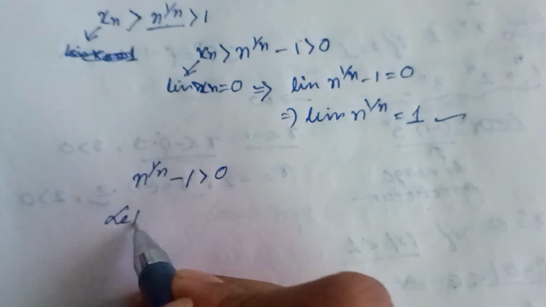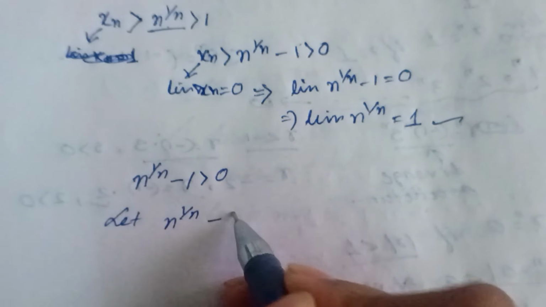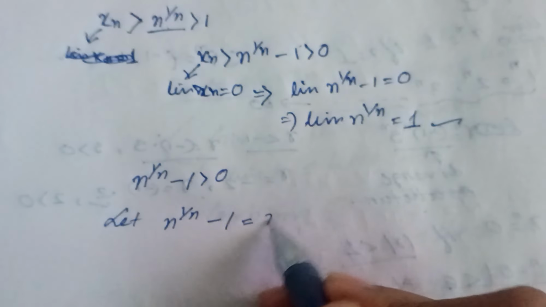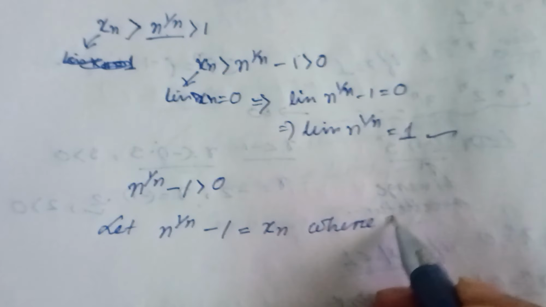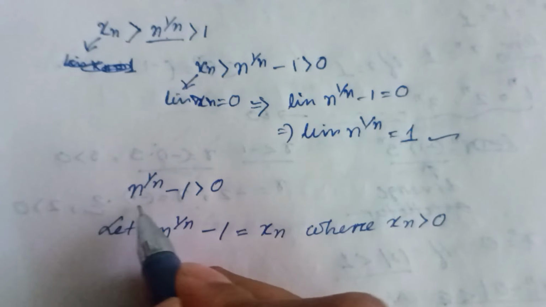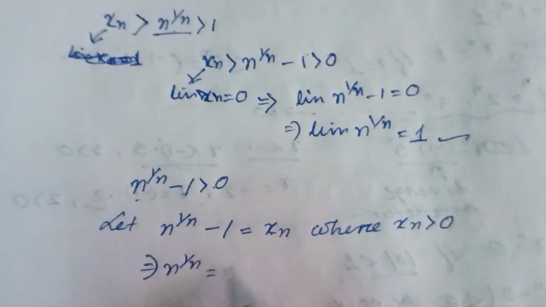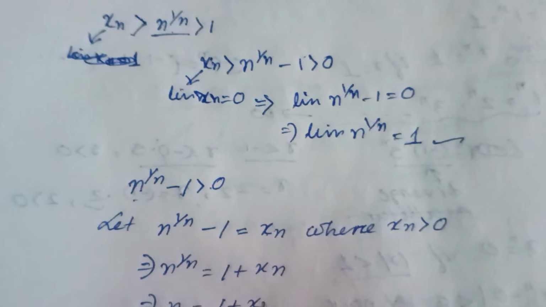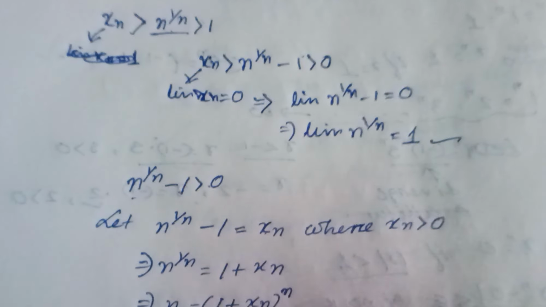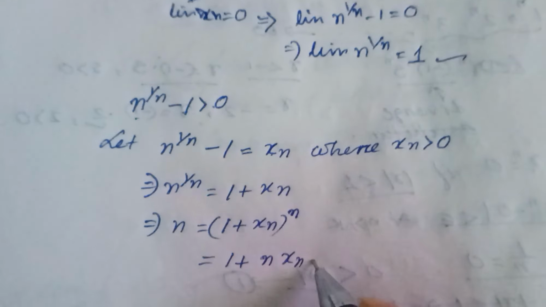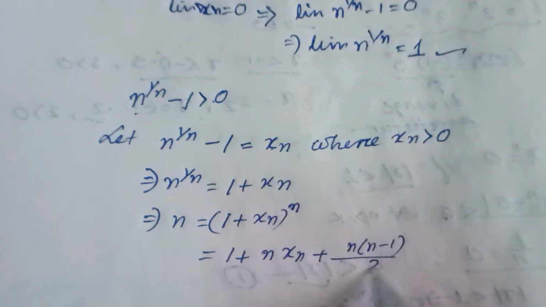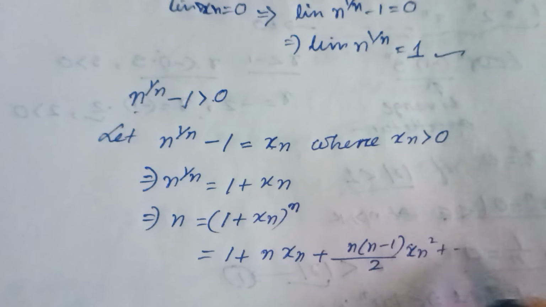So let n to the power 1 by n minus 1 be a sequence xn, where xn is what? xn is greater than 0, right? Because this is greater than 0, so xn has to be greater than 0. So n to the power 1 by n will be 1 plus xn, right? So n will be 1 plus xn to the power n. Now use the binomial theorem, and we have 1 plus n xn plus n into n minus 1 by 2 times xn square plus so on.